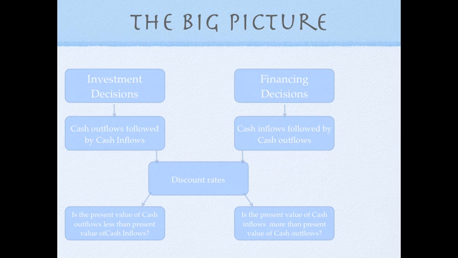Investment decisions involve cash outflows, that is, you first spend money, followed by cash inflows, so you hope to get money back in the future. Financing decisions have the opposite kind of cash flows. Financing decisions have cash inflows, for example, when you take a loan from a bank, followed by cash outflow when you repay the bank. So the cash flows, whether they are of investment or of financing, are discounted using the discount rate.